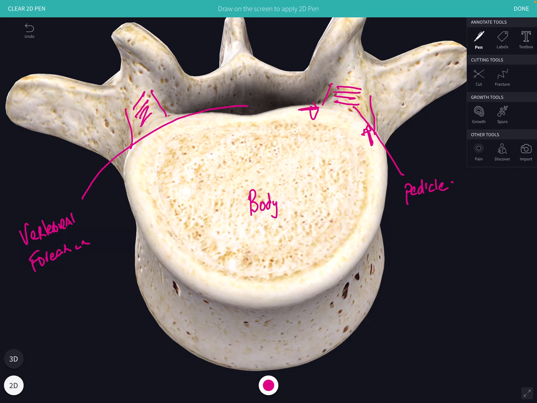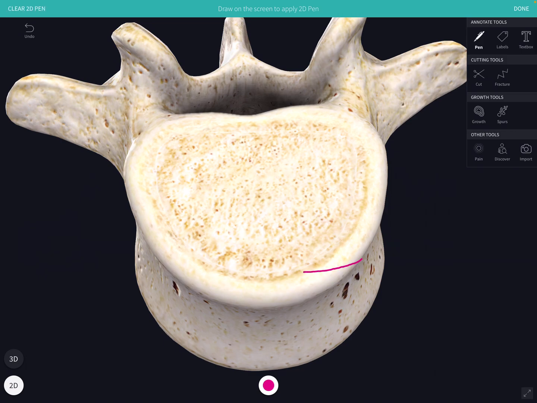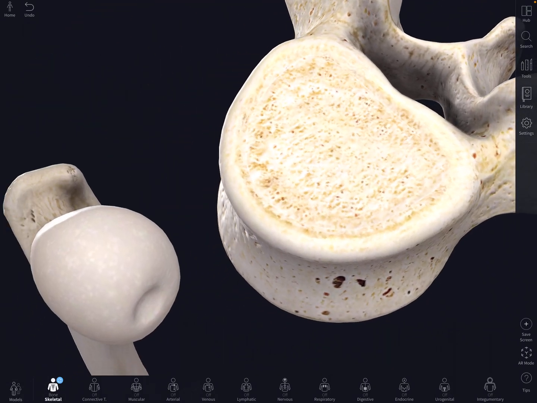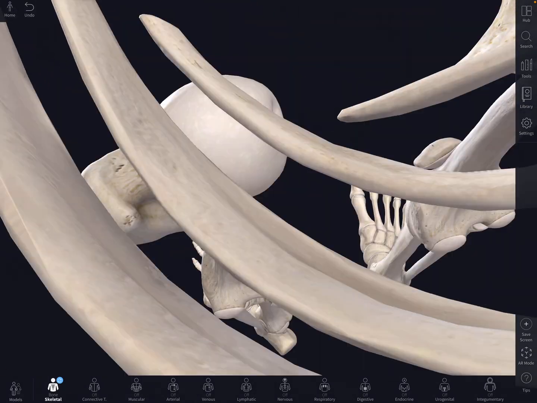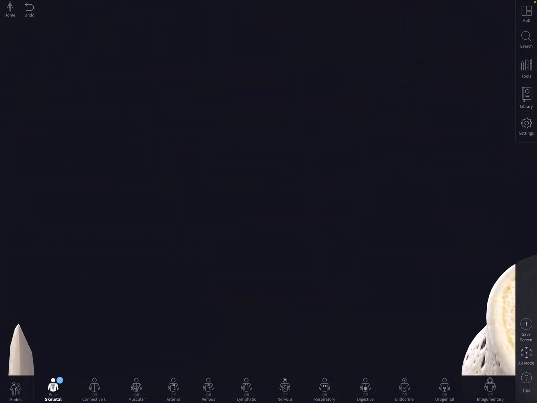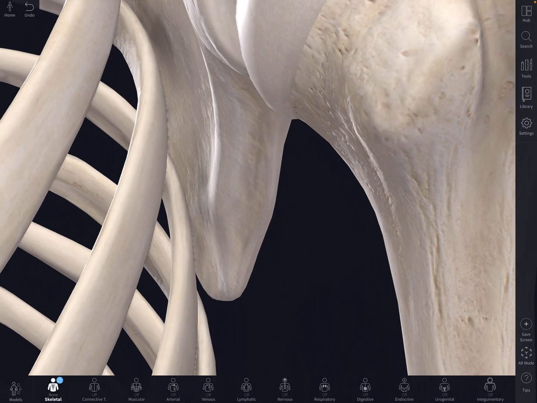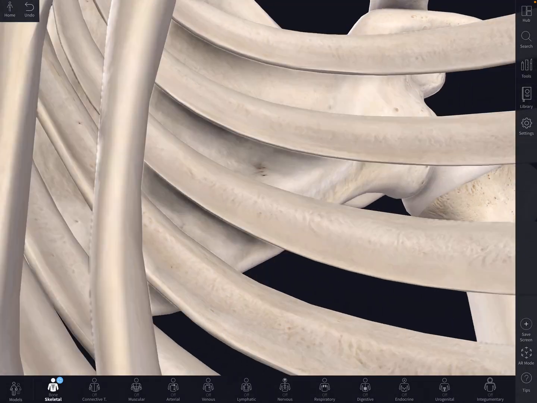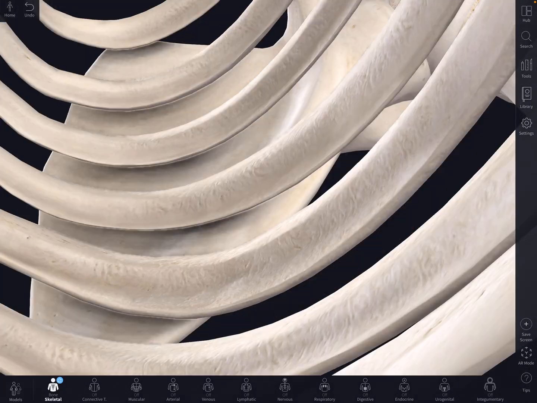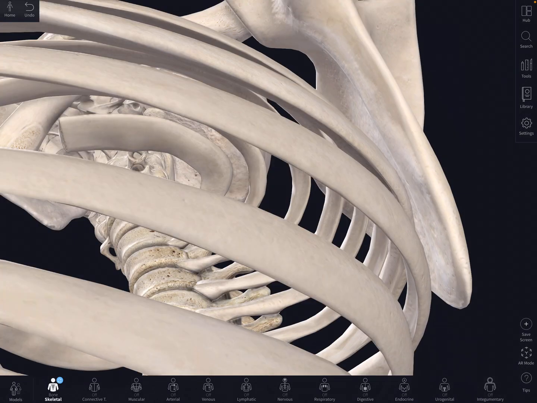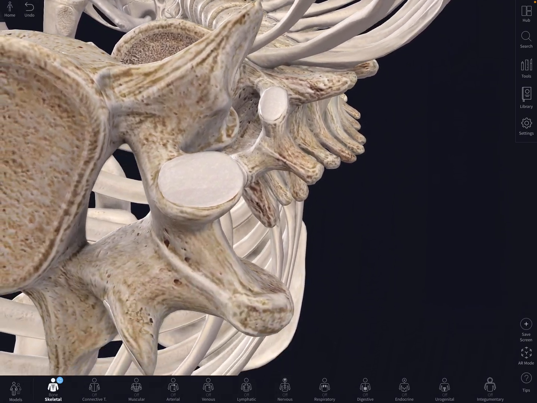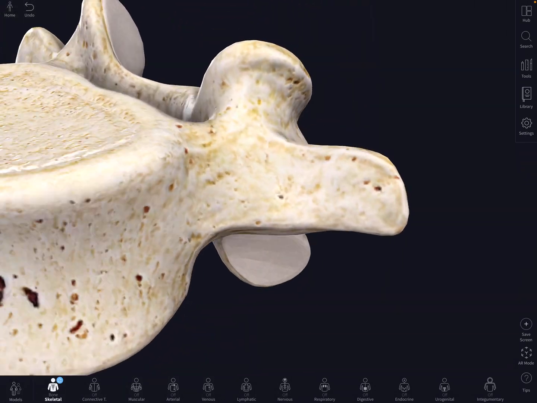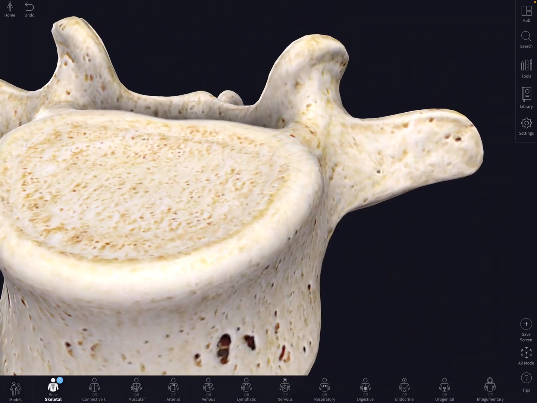So let's see if we can actually pick up a better view of the lamina. Let's get rid of that a moment. Sorry. We've lost our lumbar vertebra. This is what happens when you try and take out a single bone and work on a single bone. Here we go, coming into focus again there.